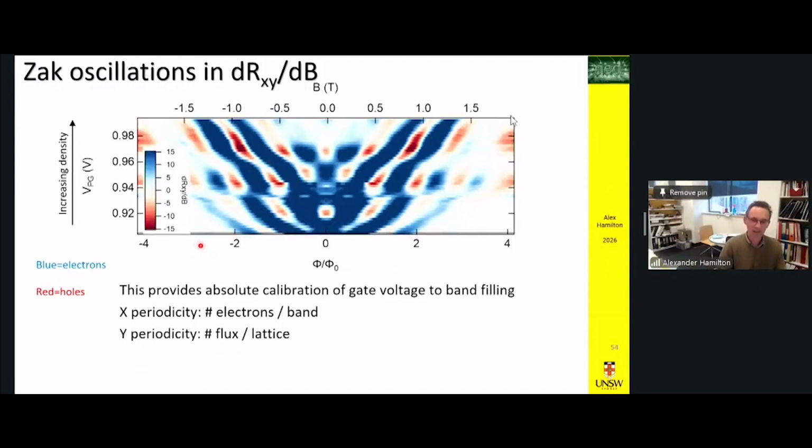So the x periodicity gives us the number of electrons per band. The y periodicity gives us the number of flux per lattice. So we can measure exactly how much we have to change the gate voltage by to move from one band up to the next band, up to the next band, and so on. So this spacing is the number of electrons per band, and this spacing on the horizontal axis is what the area of the lattice is.